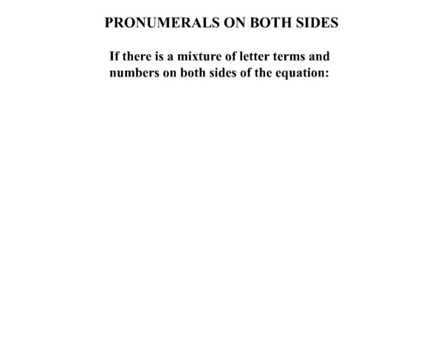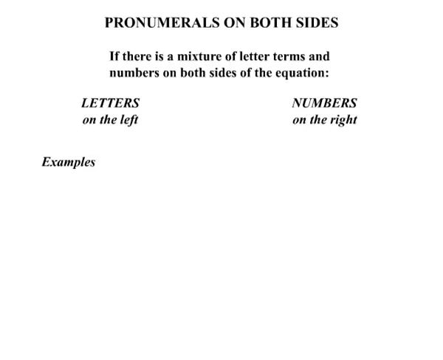Now in this lesson we're looking at equations that have pronumerals on both sides. If there is a mixture of letter terms and numbers on both sides of the equation, what we're going to do is consider having all the letters on the left and then all the numbers on the right. Let's look at some examples.